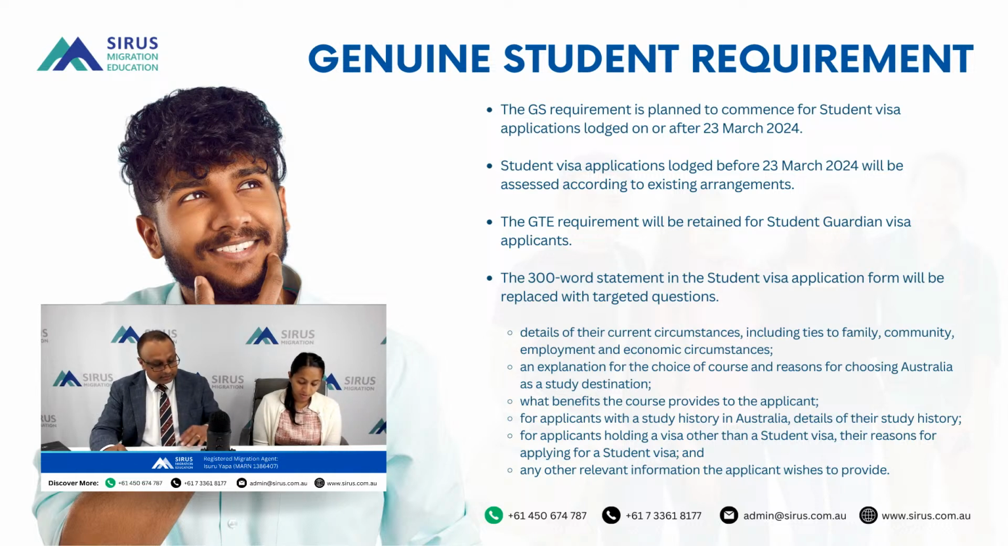Yeah, and also whoever has already lodged student visa applications that are not decided by 23rd of March will still be assessed against GTE. Only applications lodged from 23rd of March will be assessed with the new one, GSR. So for applications after 23rd of March, which is, give or take, next Monday, you'll have to address the new system rather than the old system.